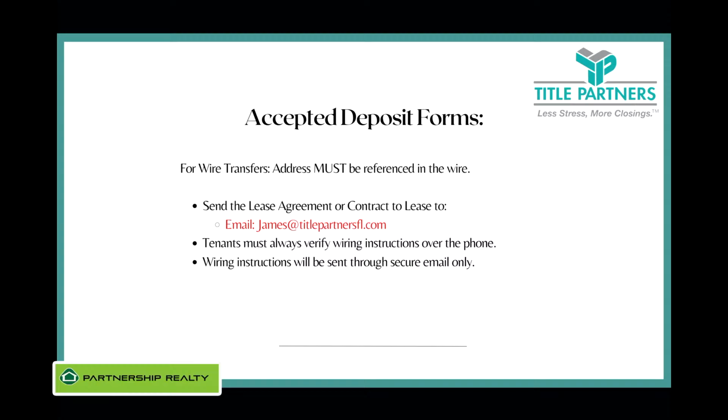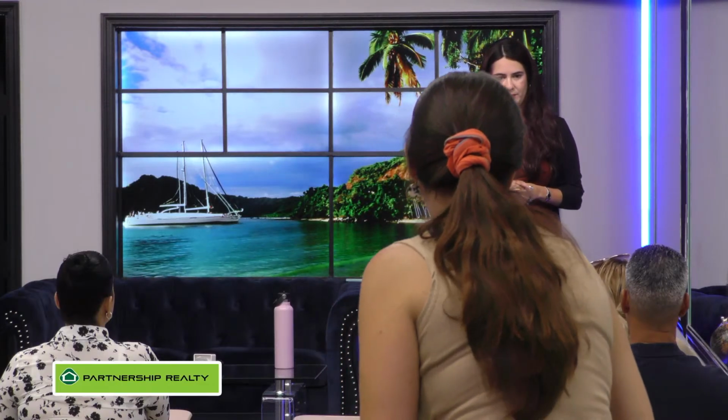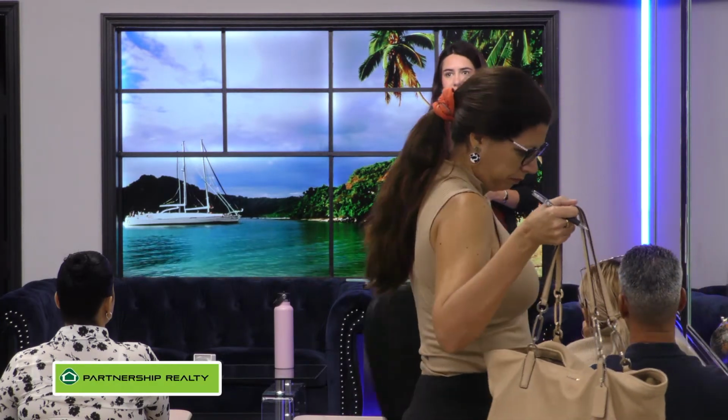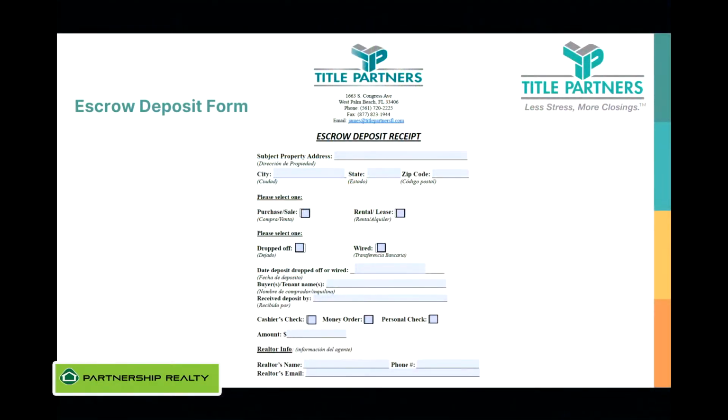Okay? What happens is, it's better to send the contract release to you, and then you can send it to my client directly, the wire transfer. Exactly. Ideally, what you would do is fill out this form, the escrow deposit receipt form, and email it to us, letting us know that wires are coming into our account with your contract to lease or your lease agreement.